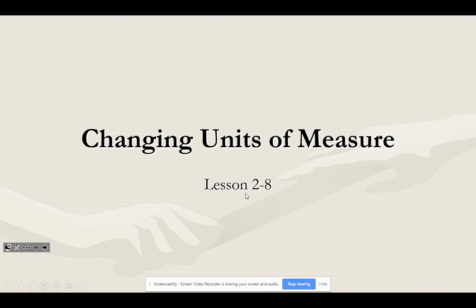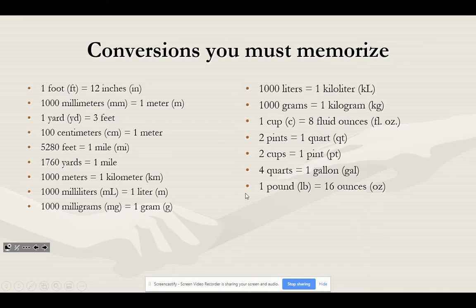This is lesson 2-8, changing units of measure. Here are some conversions that you're going to need to memorize because they will not be on a formula sheet for the New York State regions. Pause the video at this point to write down any of these conversions that you don't know.